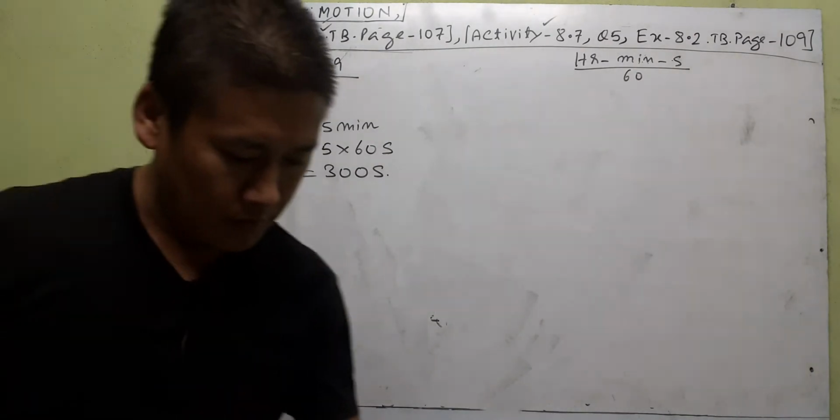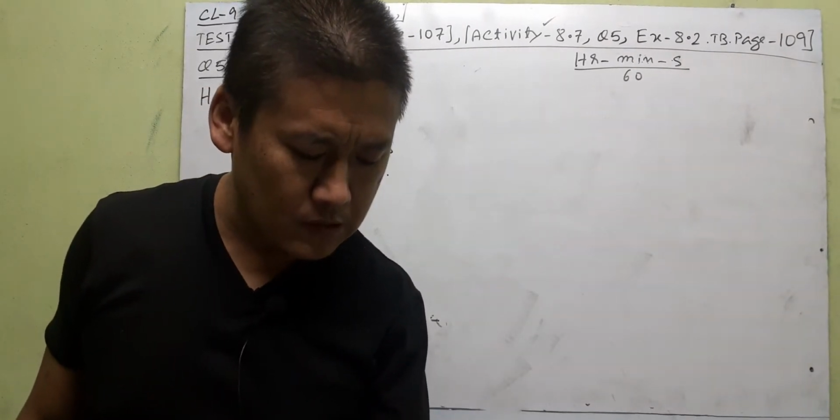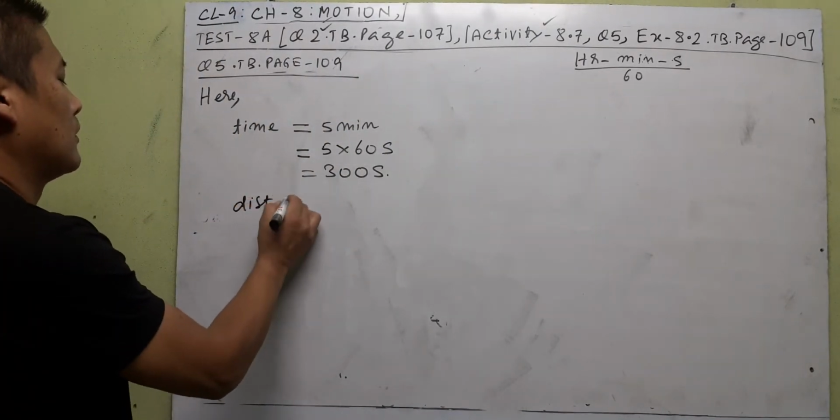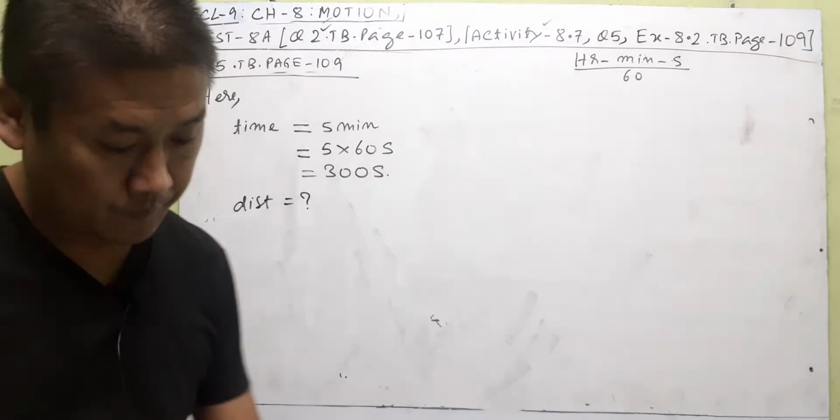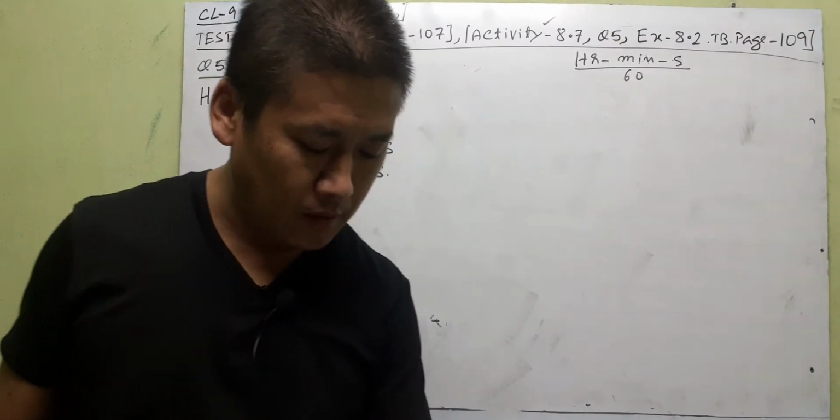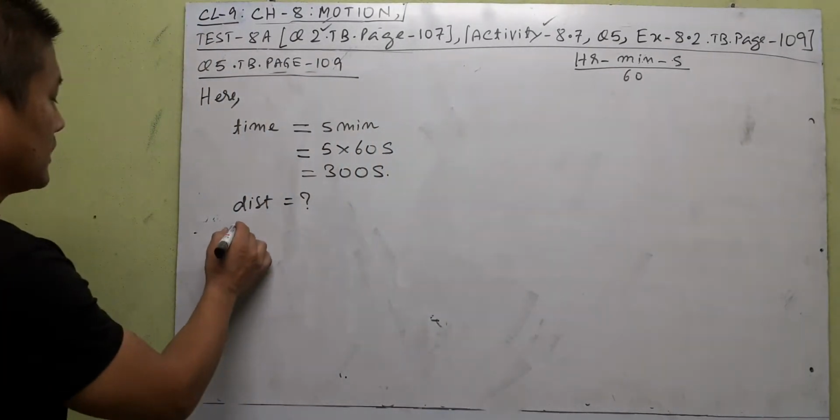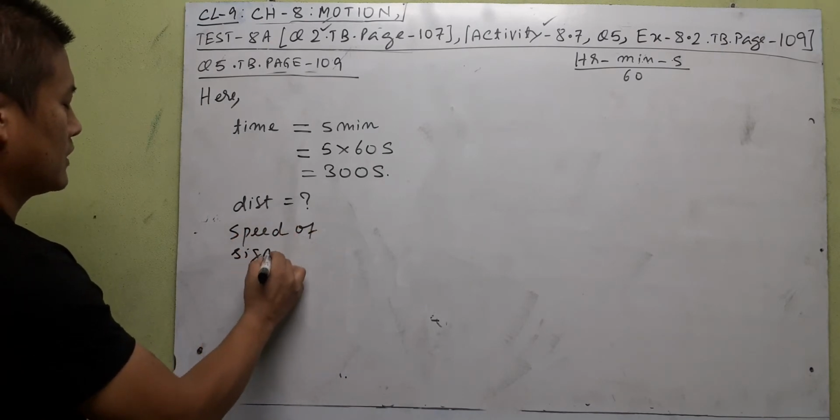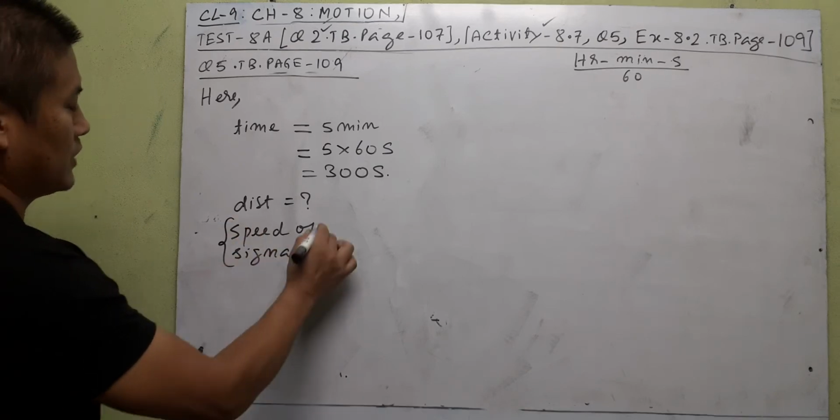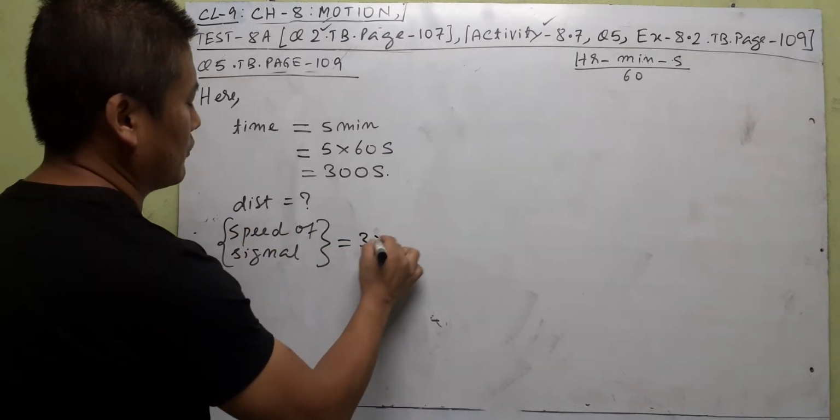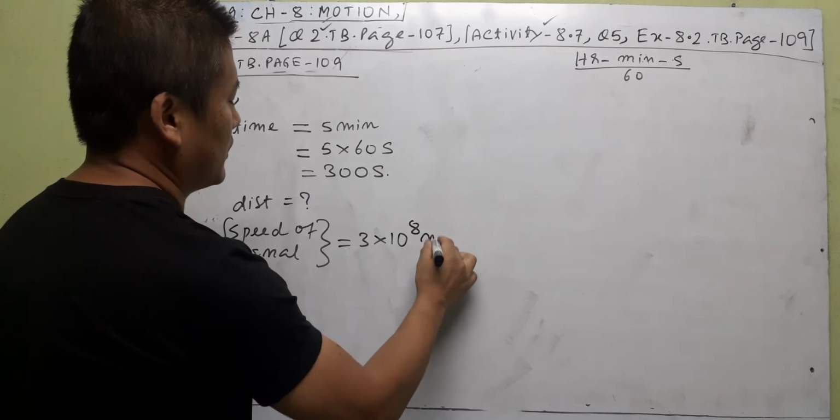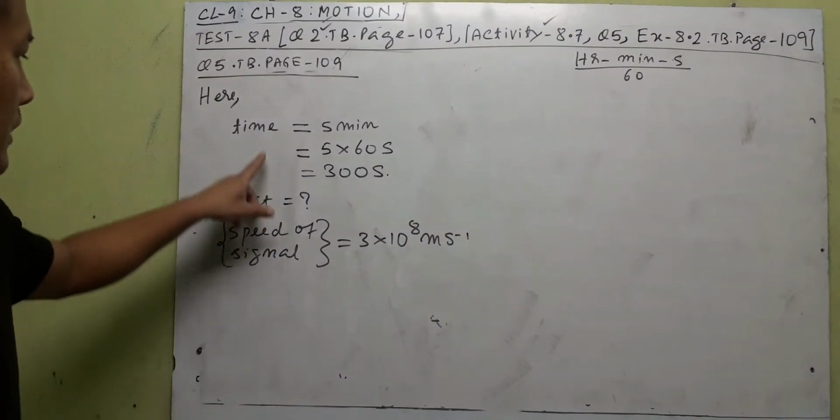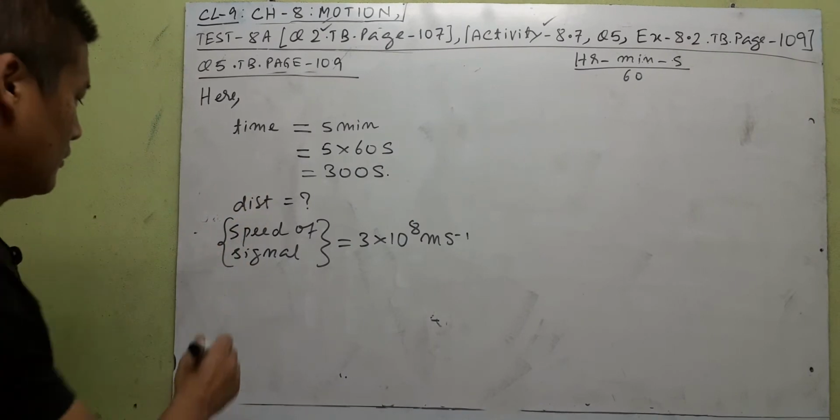Time is settled. Let us go back to the question. What was the distance of the spaceship from the ground? The distance is unknown, this is what we're going to get. The signal travels at the speed of light. So the speed of the signal that was sent from the spaceship travels with the speed of light, 3 into 10 to the power 8 meter per second. So speed is there, time is there, we have to find distance. So let us do that.